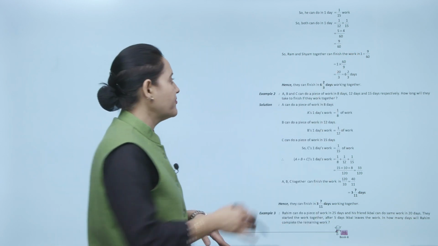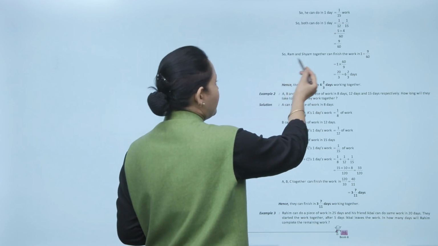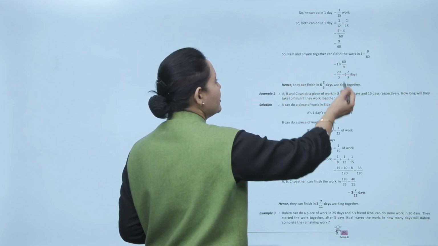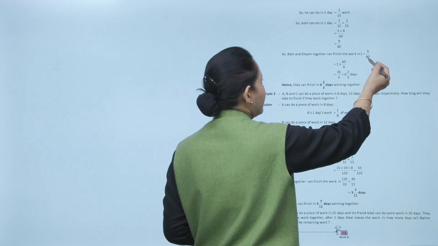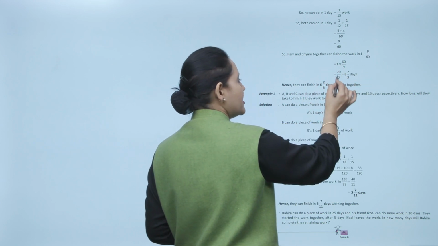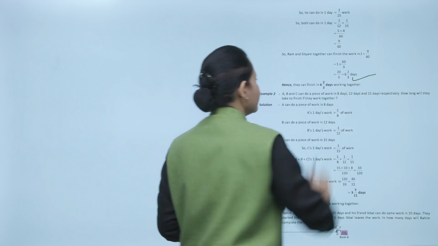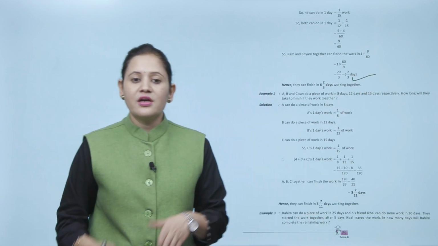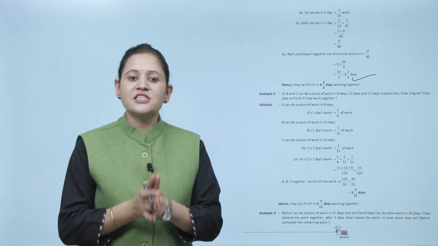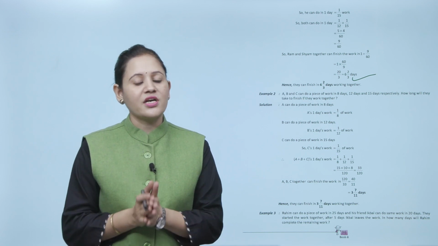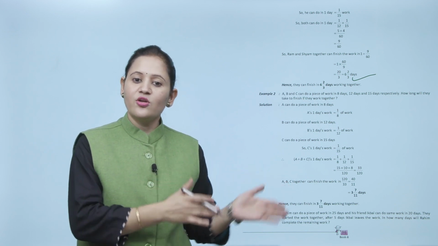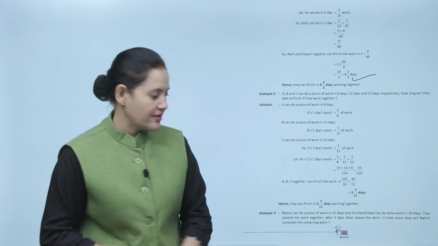This is the work done in a day. We have to find the days. Ram and Shyam together can finish the work in 1 divided by 9 upon 60. So 1 into 60 upon 9, this will be 6 2/3 days. So hence they can finish in 6 2/3 days working together. If both work together, they will finish the work in this many days.